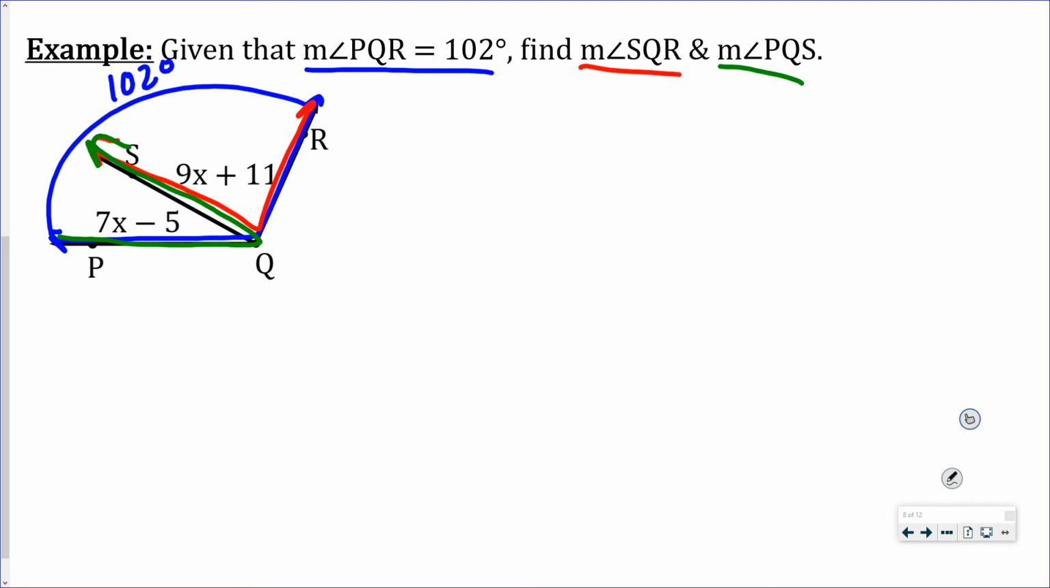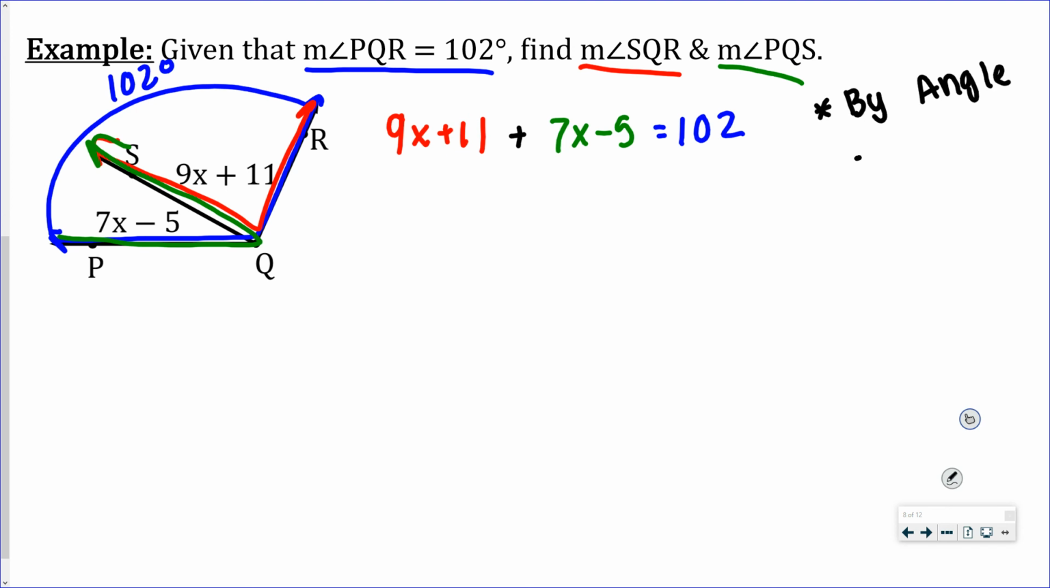Okay. Who can set up the equation for me? Raise your hand. Alex? You would do 9x plus 11, which is SQR, plus 7x minus 5, which is SQP, is equal to 102. Perfect. She said, let's add SQR, which is 9x plus 11, to PQS, which is 7x minus 5, and that has to total 102. What did you just technically use, Alex? The angle addition postulate. Good.